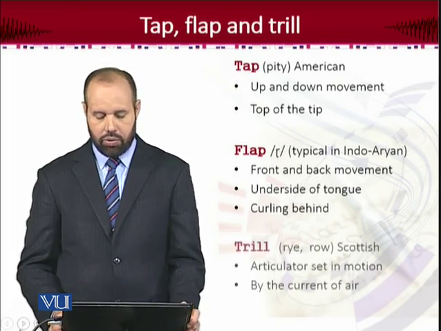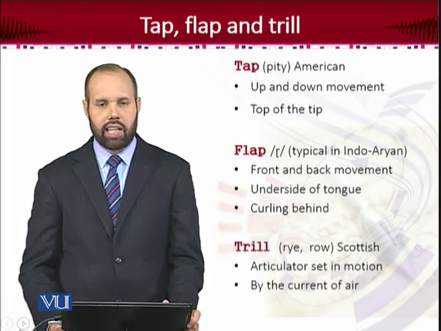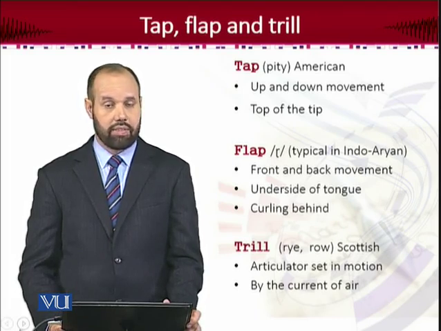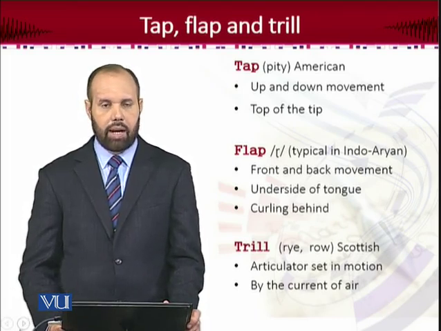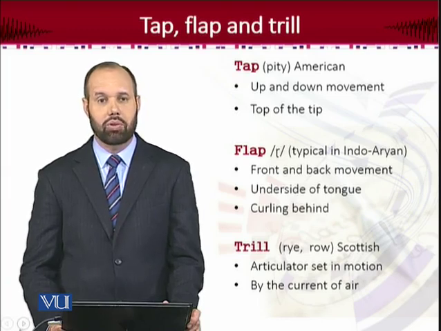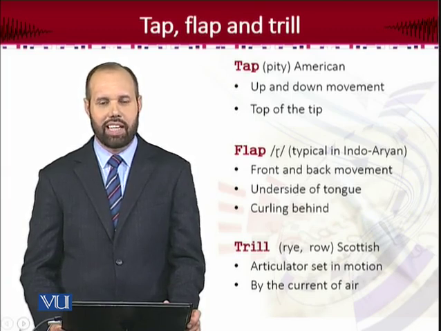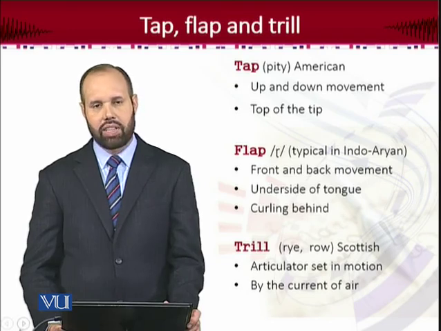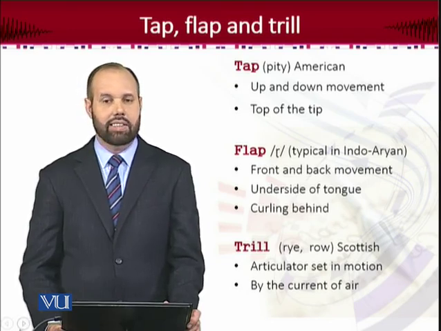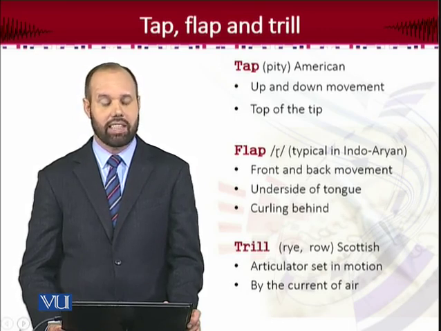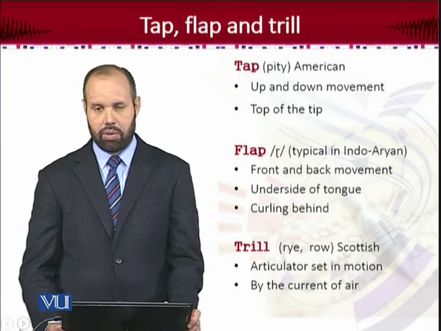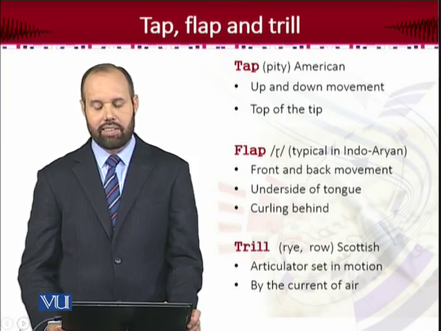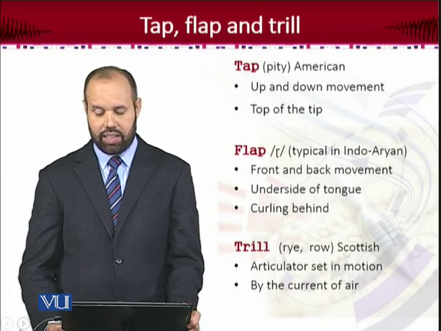And I can give you an example of trill also. In words like rai or ro, the first sound is a trill, and it's comparatively easy to pronounce. But there is a typical Scottish r sound, r. They typically pronounce it r. And the definition of this trill sound is that the articulator is set in motion. The articulator, which is the tongue, is set in motion, and it is striking continuously by the current of the air, and the resulting sound is a trill, right?